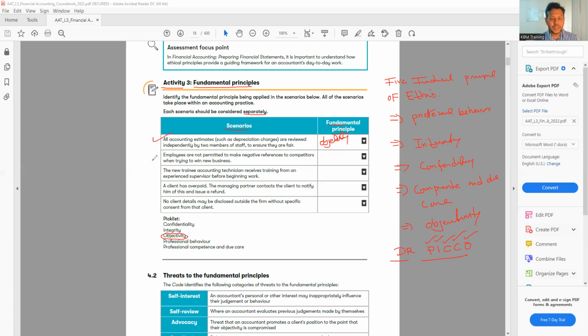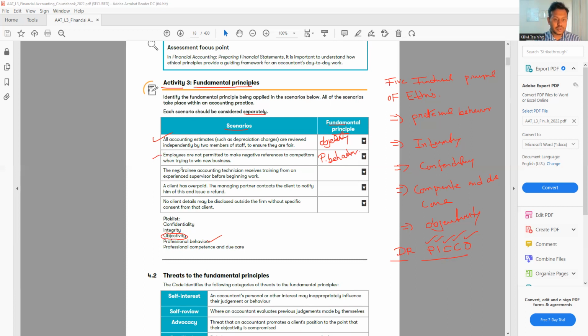And then we have, employees are not permitted to make negative references to competitors when they're trying to win new business. Let's say, for example, a client comes to you, and you should not give a negative reference to someone, saying like, oh, that company is really bad, this person is really not good, just so that you can win that business. This is against your professional behavior. As a professional person, you should not give a negative reference to someone so that you can win this business. So this is the fundamental principle of professional behavior.